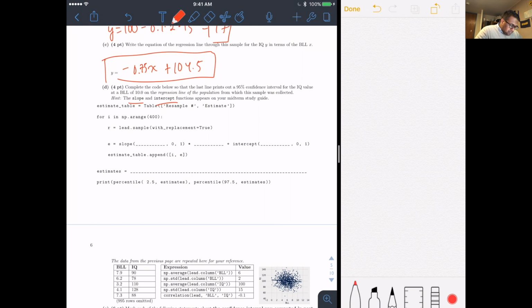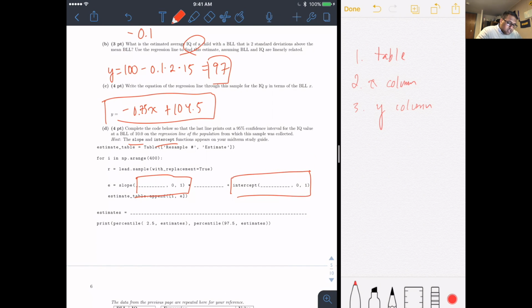Right, so we know that we need to pass something in to the slope function, right? And the slope and intercept functions, they take 3 parameters. So the first one is the table from which we're going to sample. The second is the x column. And the third is the y column. So we know whatever table we're passing in to slope and intercept, we're taking the first column to be the x and the second column to be the y, which is where we got the 0 and 1 from. 0, 1 corresponds to 1 and 2, right?